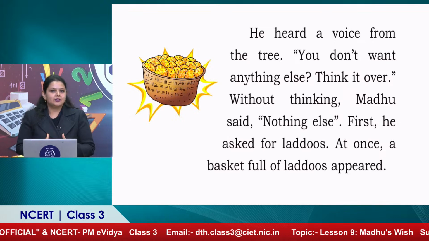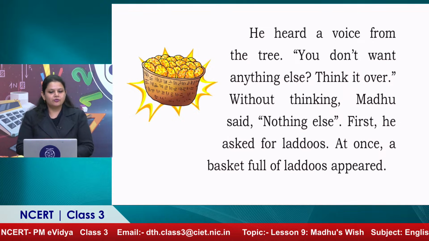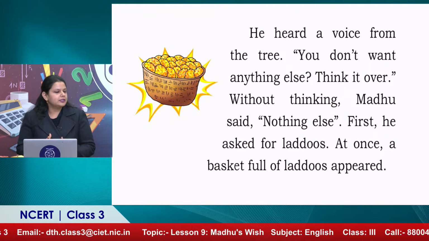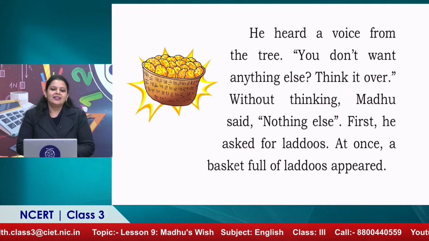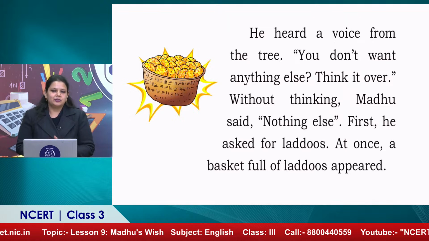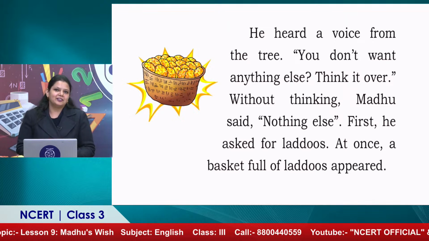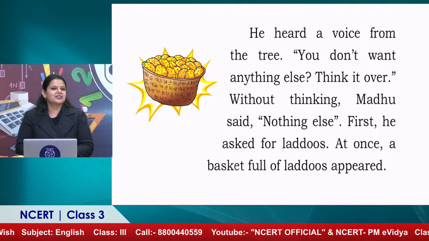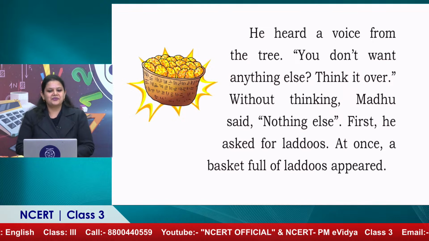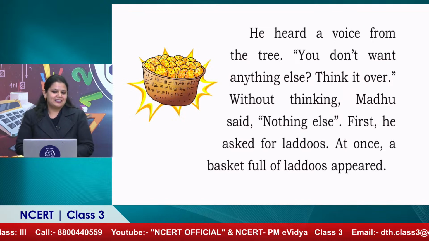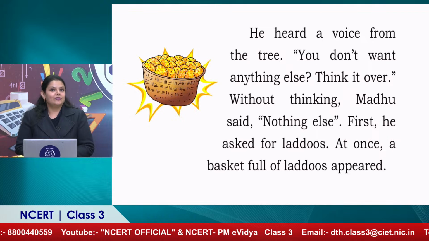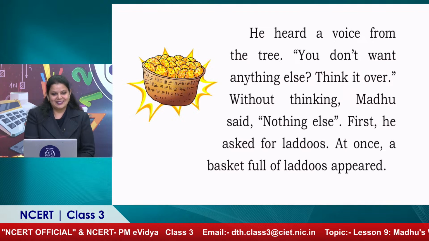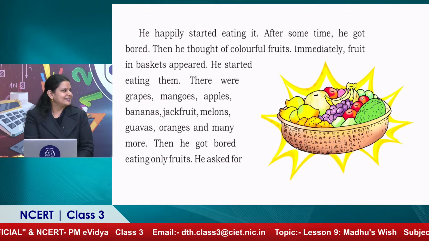So, when he asked for different kinds of food, the tree said, you don't want anything else, think it over, because the tree wanted him to think once again. But without any thinking, Madhu said nothing else. He was very clear with his wish that he wanted different types of food, and at first he asked for laddus. At once, as it was to be granted, a basket full of laddus appeared in front of him. Wow. So Madhu was absolutely delighted.